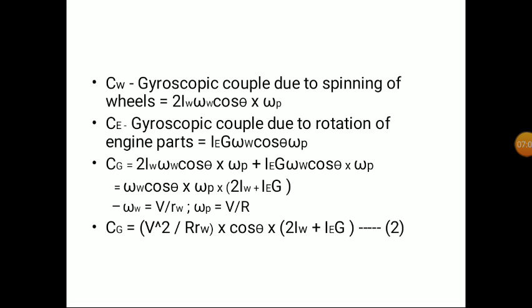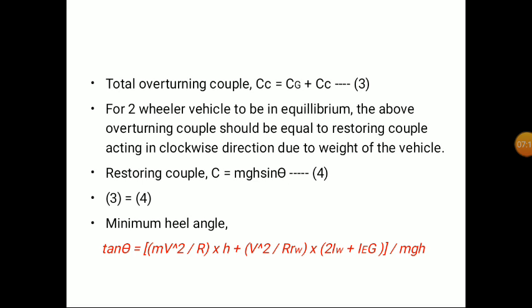And omega W we are substituting by V by RW, omega P we are substituting by V by R. So finally we are getting CG equal to V square by R into RW into cos theta into 2IW plus IEG. Then total overturning couple CC is composed of C due to gyroscopic and C due to centrifugal. And you just think that for the two-wheeler to be in equilibrium, the above overturning couple should be equal to the restoring couple.